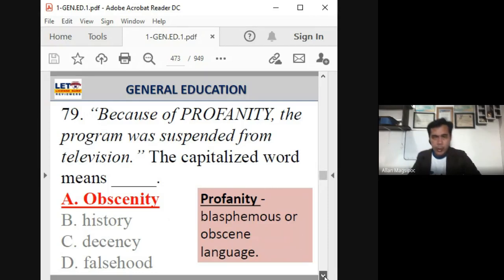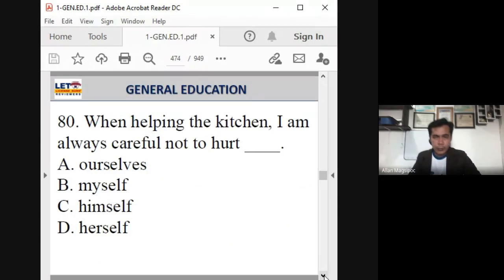Next question. When helping in the kitchen, I am always careful not to hurt blank. Ourselves, myself, himself, herself. Thank you for responses. May mga questions na ganito. Can you answer? The correct answer for this question is letter B.